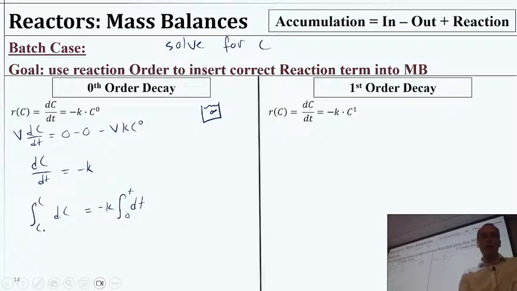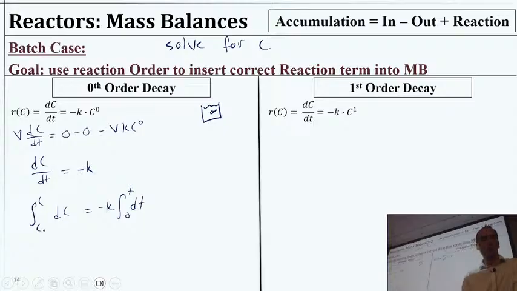So it's 0 minus 0. It's a zero order decay reaction, so this will be a negative. In that volume, we have the reaction occurring. So V times k times C to the 0 power. That means we can rearrange and say the V's will cancel, the C goes to 1. So it's dC/dt equals negative k.